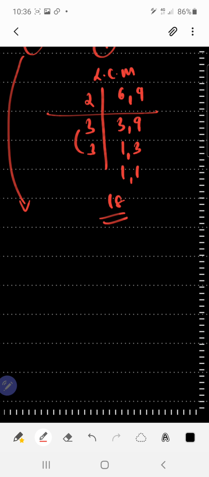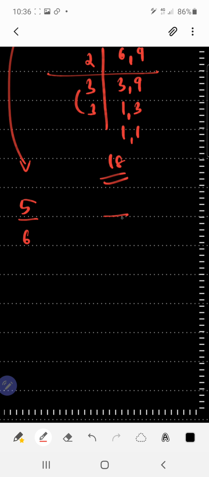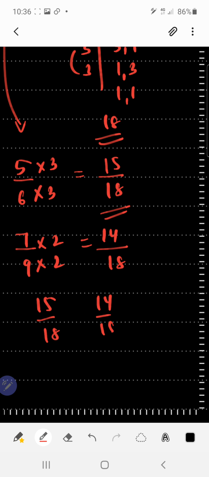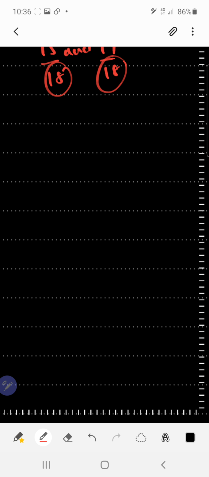Now each fraction, जैसे first fraction था 5 upon 6, you want to make it 18, so you will multiply with 3 on both the sides. And for the second fraction, that is 7 upon 9, again you need 18. For that you have to multiply with 2. And that will be 14 upon 18. So in that way you have two fractions, 15 upon 18 and 14 upon 18, and you have made their denominators same.